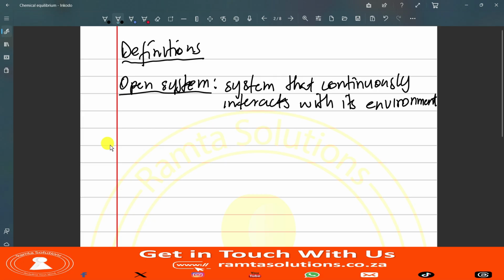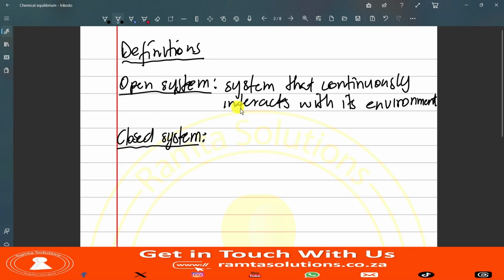So, with an open system, what we are saying is that this is a system where matter can enter the system. Now there's a system where matter cannot enter the system, and this leads us to defining a closed system.